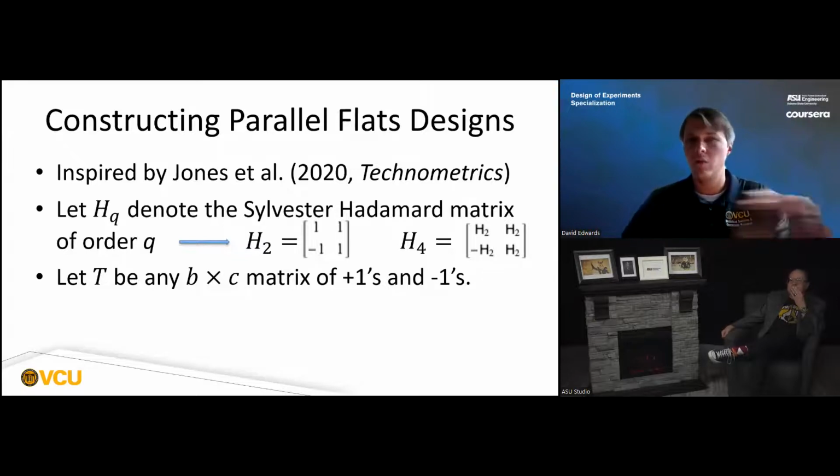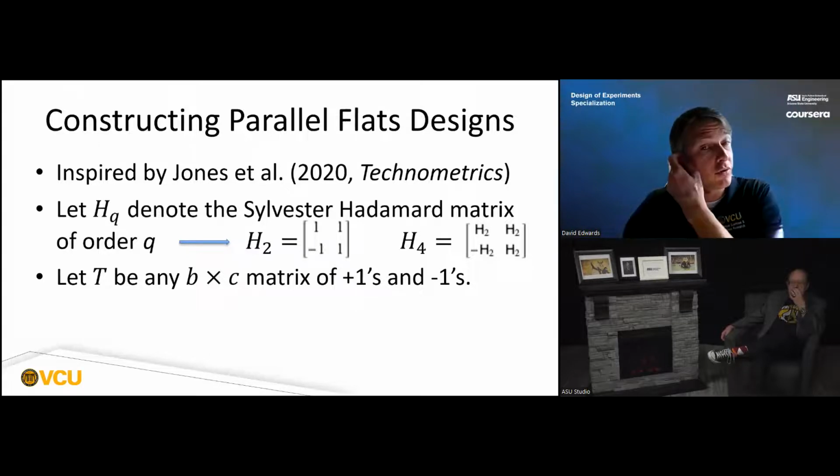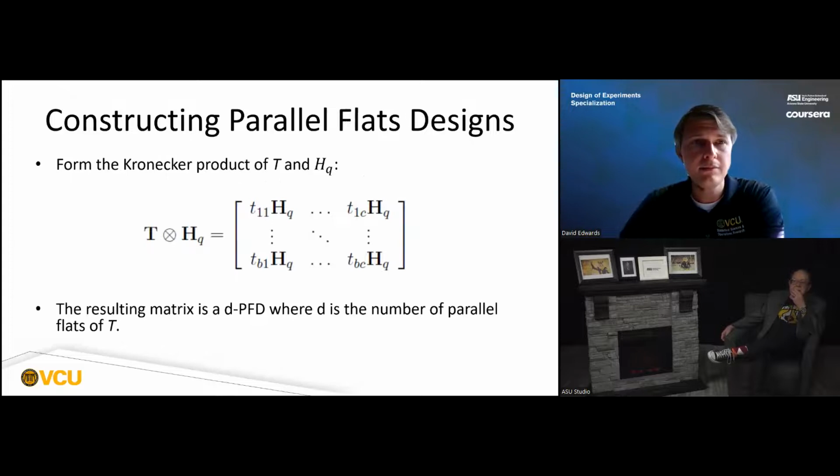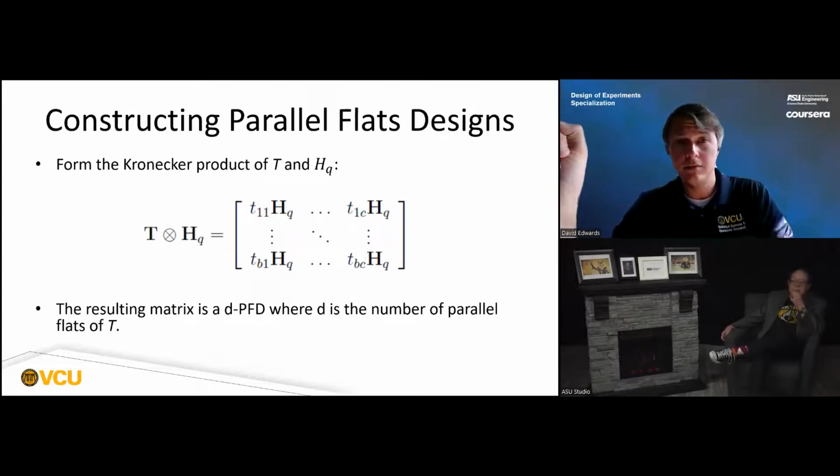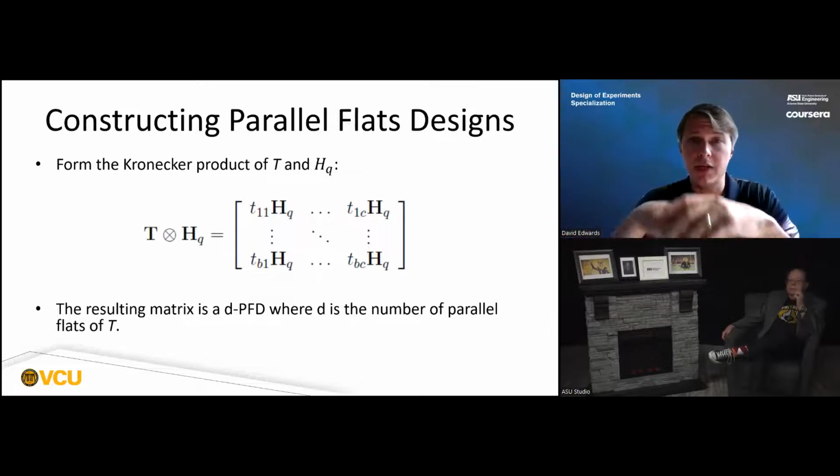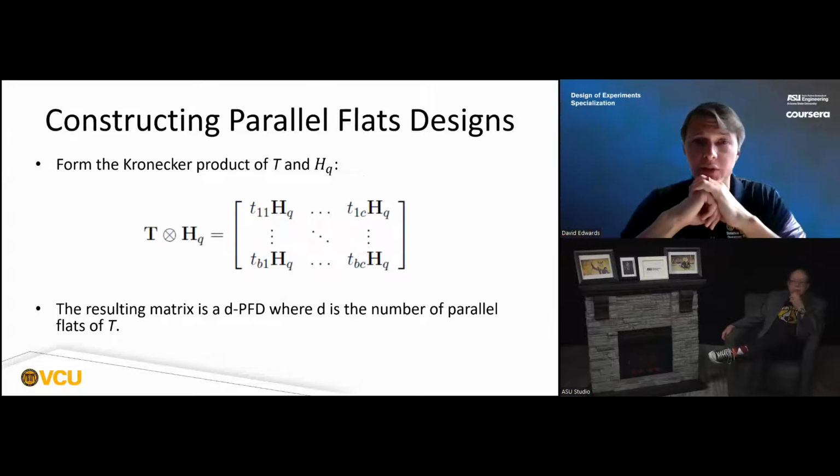So anyways, we're going to let H_Q denote a Hadamard matrix. And then T be any B by C matrix of +1s and -1s. Nothing else I'm going to say about what T should be, just some matrix of +1s and -1s. And if you take the Kronecker product of T and H_Q, it kind of looks like the matrix you see in the middle of the screen there.